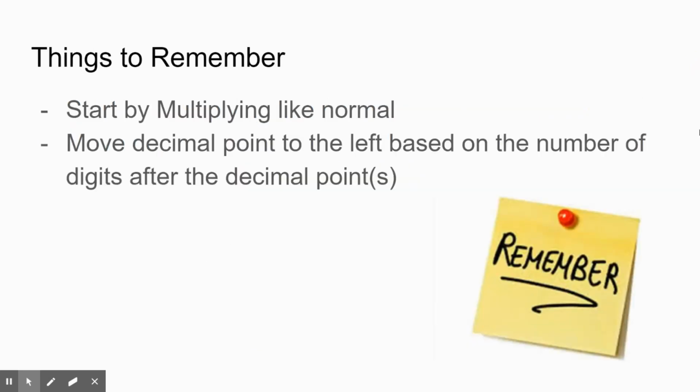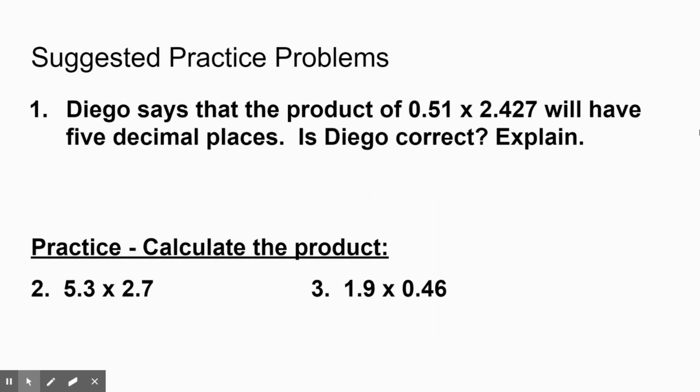So the important thing to remember is that when multiplying multi-digit decimals, you start by multiplying like normal. Just multiply it as you usually would. If you use lattice, use that. If you use what I used, use that. It doesn't matter. After you've done so, move the decimal point to the left based on the number of digits after the decimal point, or points if both of your numbers have decimal points. I'm going to leave you with a couple of suggested practice problems. They're optional, but you should do them because they're good practice. There are 3 of them, so get them done.